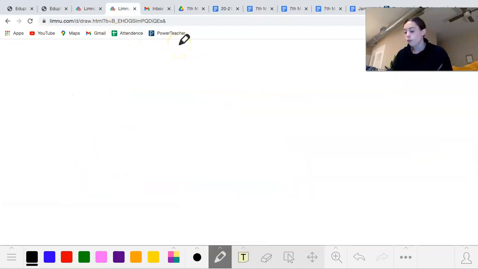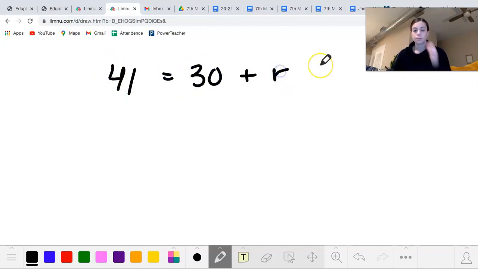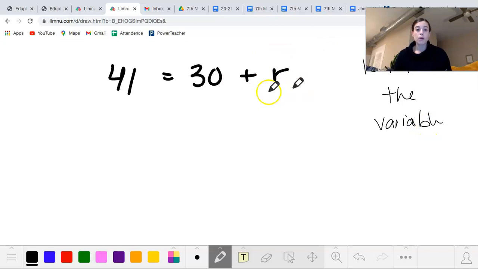I'm just going to go through 4 of them quickly. The first one we're going to look at is 41 equals 30 plus r. Our goal when we are solving equations is to isolate the variable. Isolate means that we want to get the variable by itself.